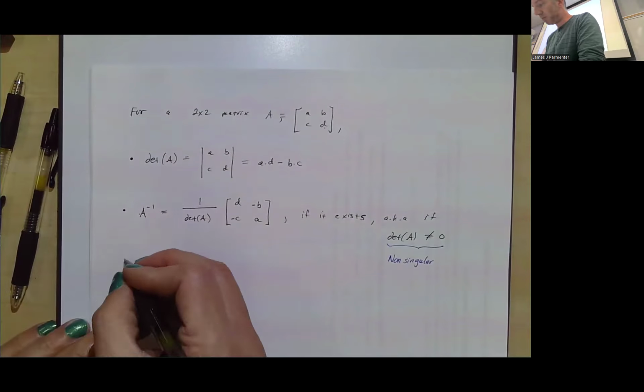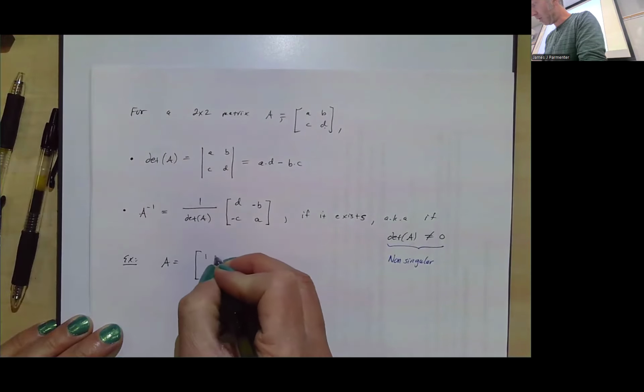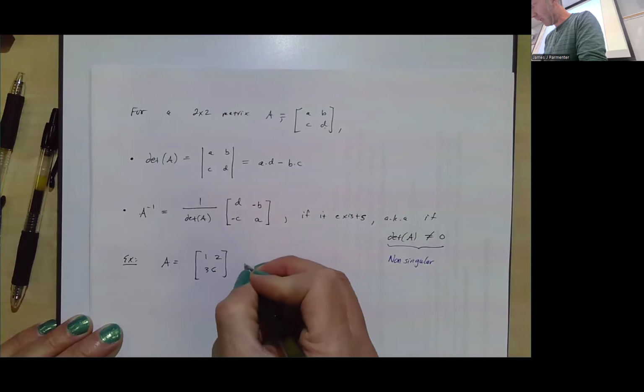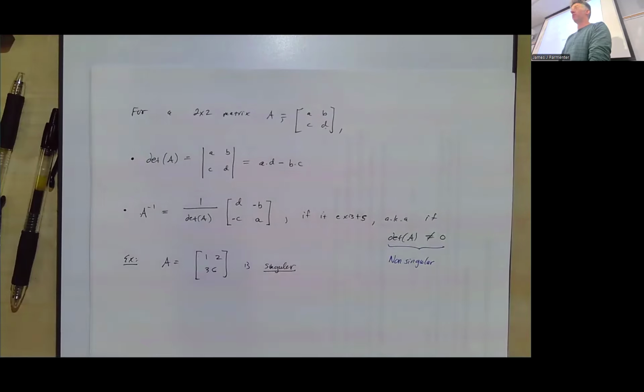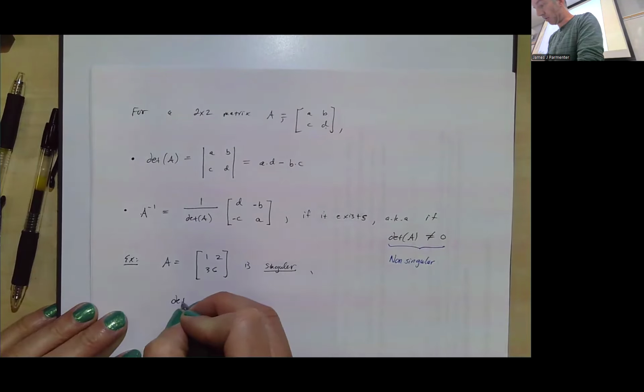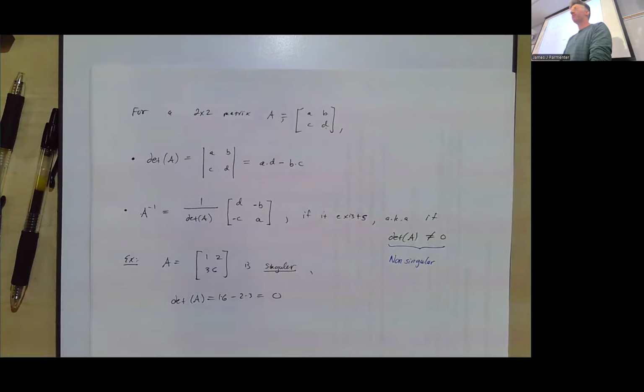So for example, this matrix A equal to 1, 2, 3, 6 is singular. It does not have an inverse. And if you find the determinant, you will see that the determinant of A is in fact 1 times 6 minus 2 times 3, which is in fact 0. Just like the number 0 doesn't have an inverse, matrices that have a determinant of 0 also don't have an inverse.